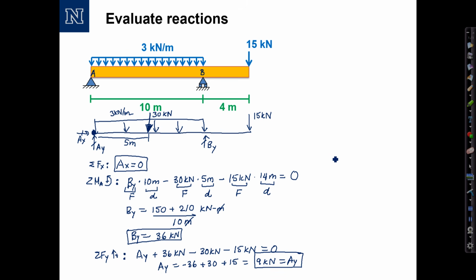And finally, I observe that B sub y is much greater than A sub y. This makes sense because I expect the distributed load to be carried equally by supports A and B, but then this concentrated force at the end I expect to be carried more by support B than support A. So this answer makes sense, and I don't know for sure that it's correct, but by doing a logic check you can eliminate many possible errors.